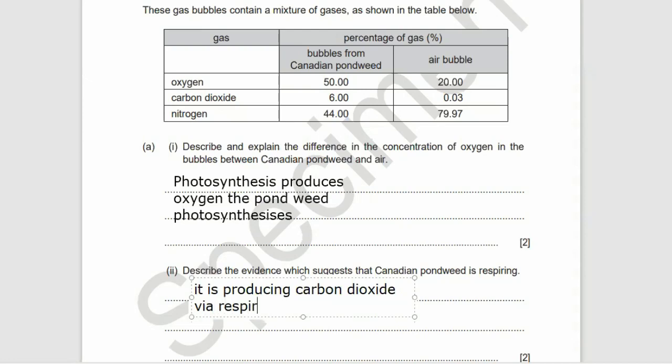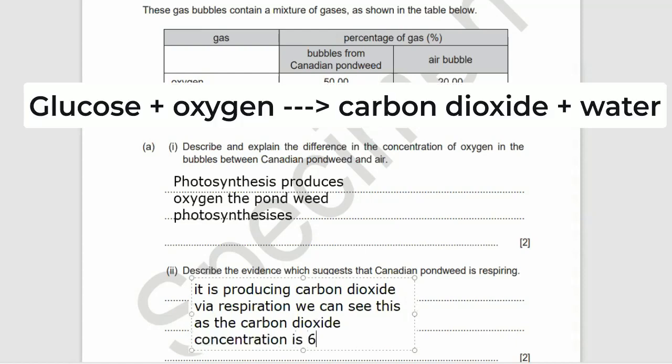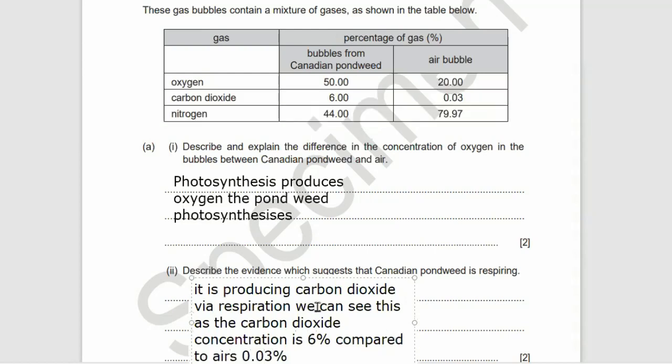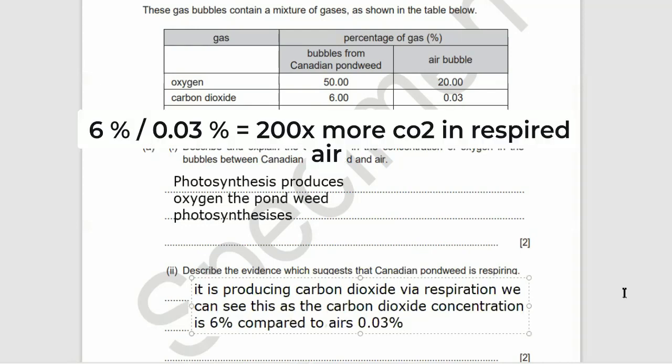via respiration. We can see this as the carbon dioxide concentration is 6% compared to air's 0.03%. So if you wanted to be really fancy, you could do some maths here and go 6 divided by 0.03 and say that it's 200 times more.